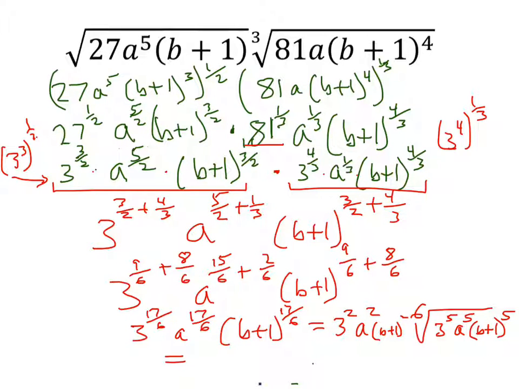We could clean up the numbers, and we have 9a squared times b plus 1 to the 2nd. It's a little bitty 2 down there. And the 6th root of 3 to the 5th, oh boy, that's going to be 81 times 3, 243, is what it is. A to the 5th, and b plus 1 to the 5th. Whew! Let's leave it there. Forget that alternate route I talked about earlier. There is no better route. That's the way to go. And that's why it's a challenge problem.